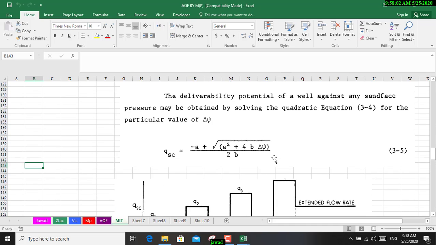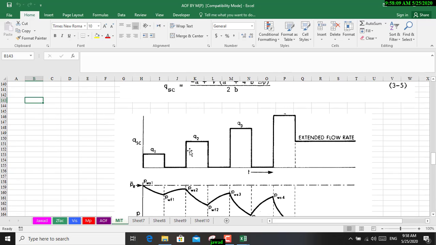So the main target is to find the absolute open flow potential. Absolute open flow potential. What does it mean? When the bottom hole flowing pressure is reduced to atmospheric, 14.7, how much will the well produce? That's the definition of absolute open flow potential.